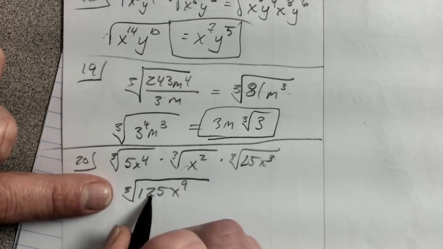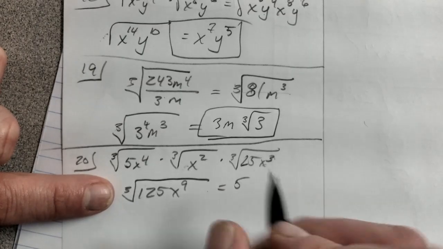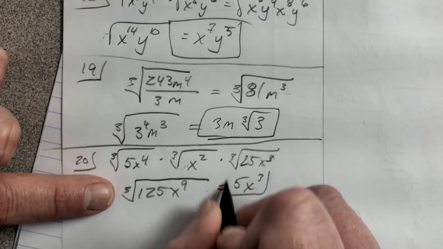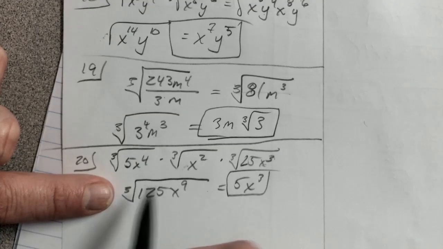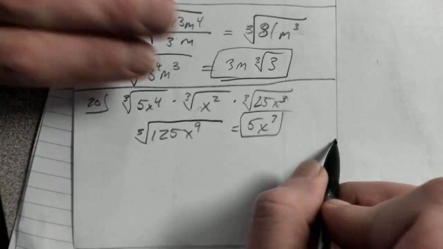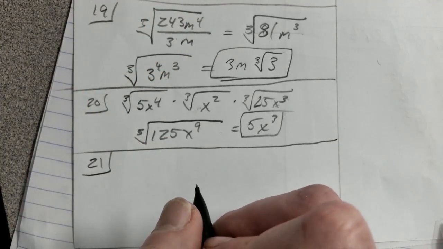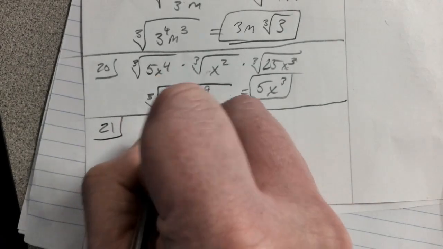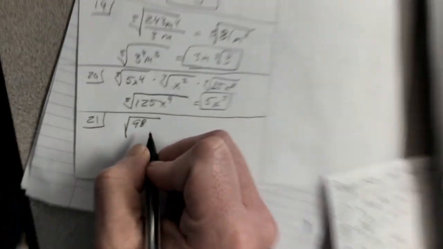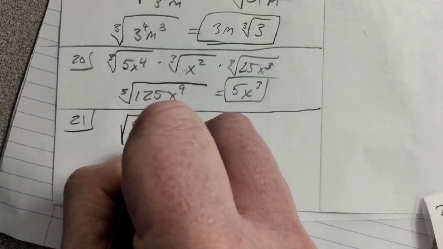Now, the cube root of 125 is just 5. And the cube root of x to the ninth is x to the third. 9 divided by 3 is 3. Then we have problem number 21. Okay, we have the square root of 98 a to the 10th over 2a to the 4th.